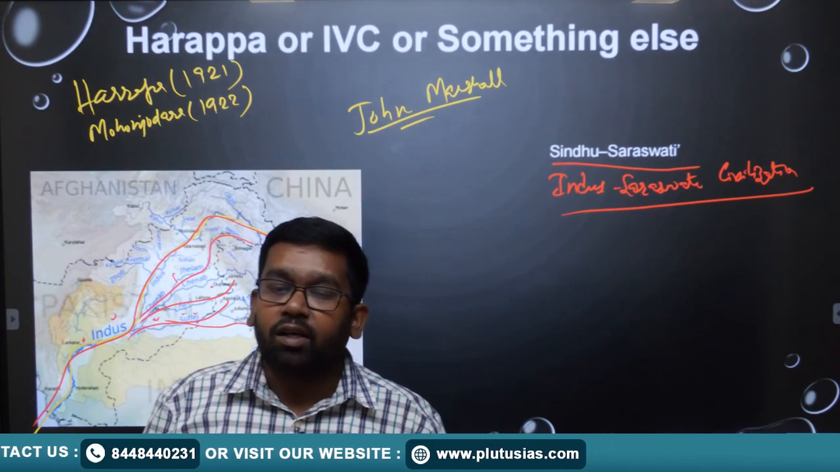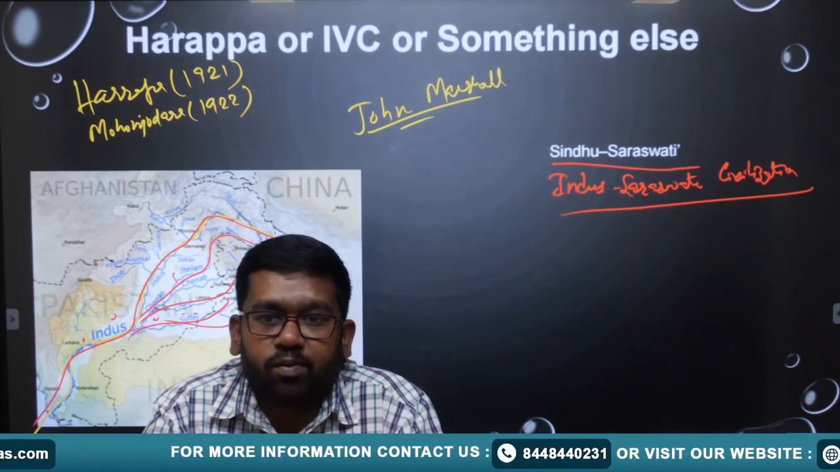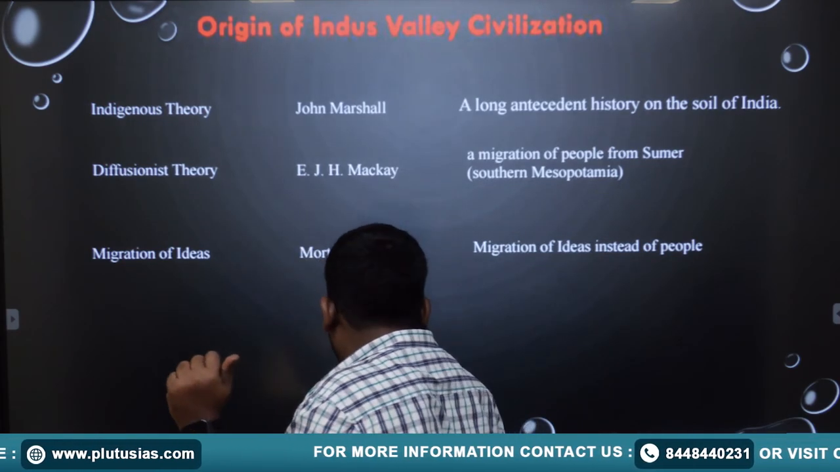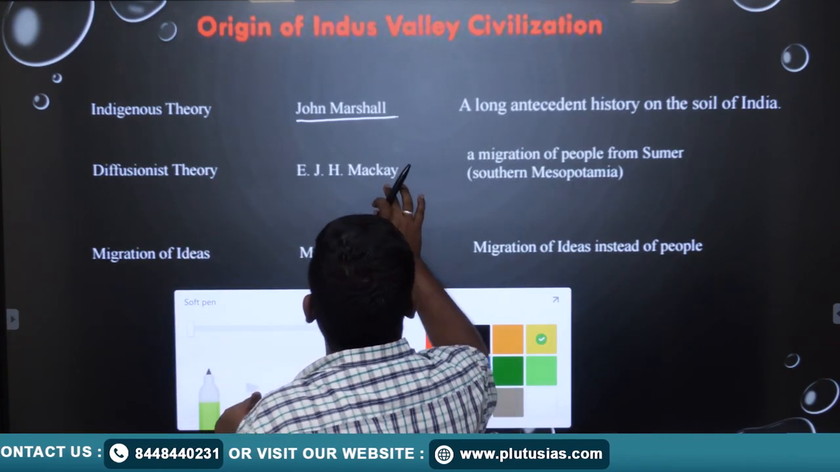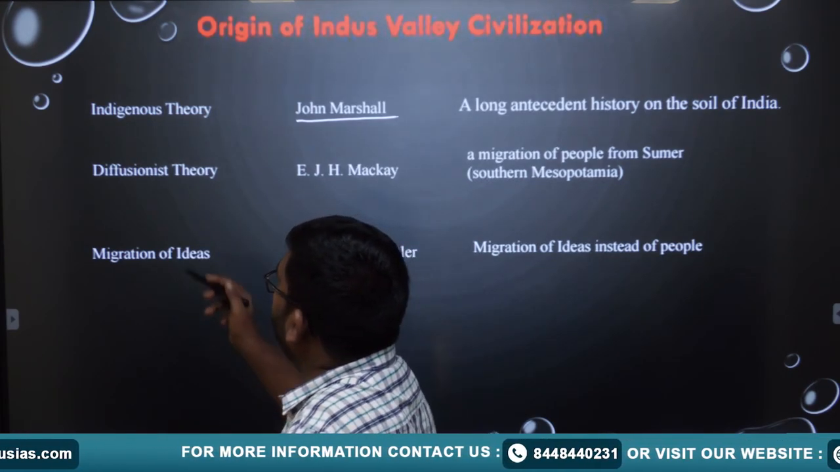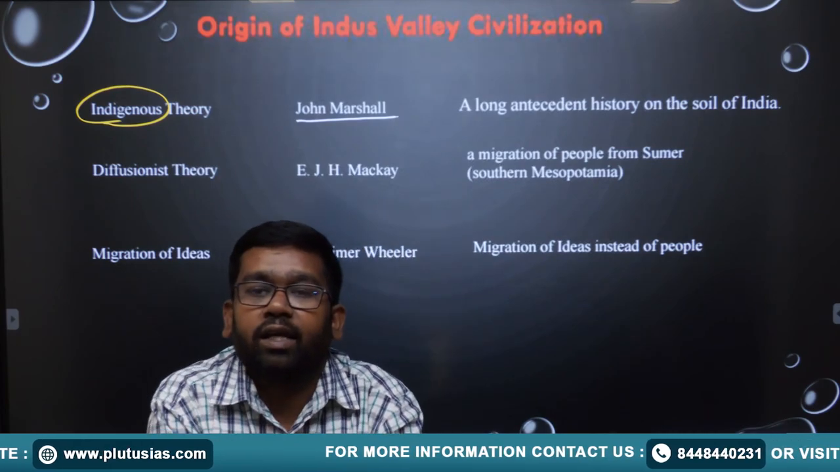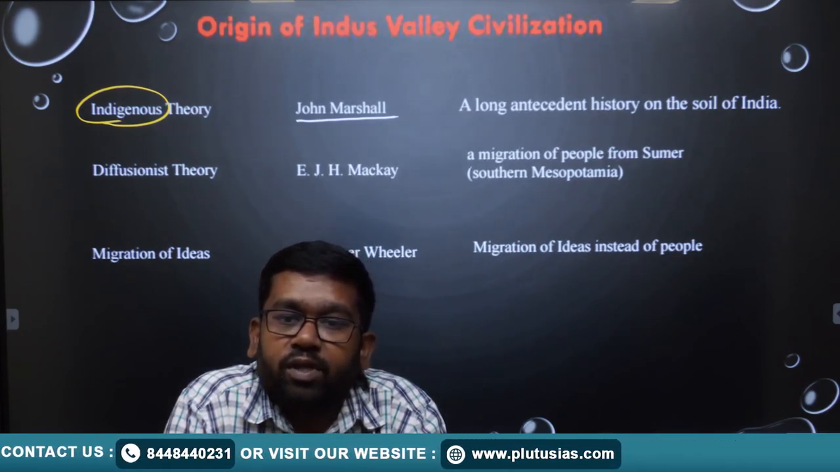Now let us see the main origin theory about the Indus Valley civilization, how the people settled in this region, and what the main debate is. There are basically three different approaches to understand it. In the first approach, a set of historians, especially John Marshall and his supporters, say that the people of the Indus Valley were indigenous. It is an indigenous theory: they had a long history on the soil, and were settled on this land in the northwestern part of India for a long time.